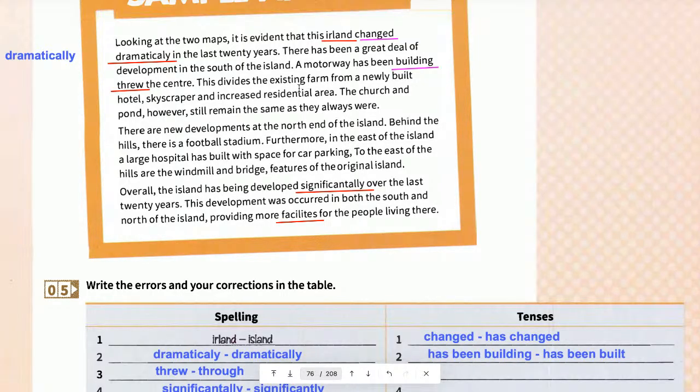This divides the existing farm from a newly built one. "Has been built." No, we don't use the verb like that. First of all, you have to look for the subject and then the main verb. Okay? The subject and the main verb. And when you change the tense of the main verb, that means you change the tense of the sentence. We don't jump right in somewhere in the middle and change anything there. It doesn't change the tense of the sentence.